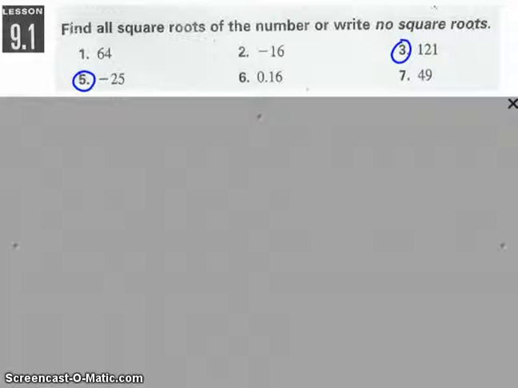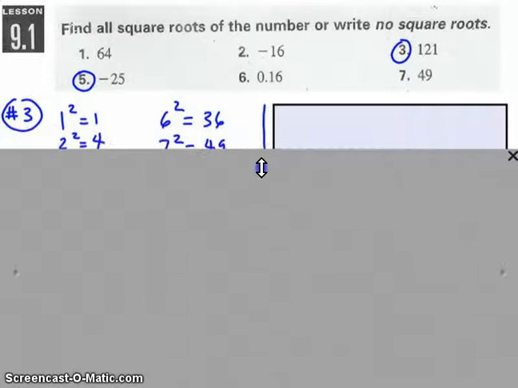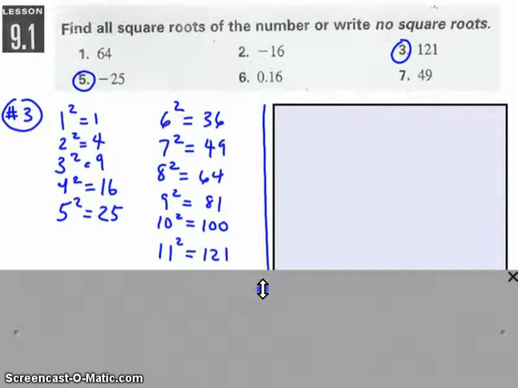So let's start right here with Lesson 9.1, and as you can see, I'm going to do two of them. I'm going to do number 3, and then number 5. Let's start with number 3 here. The first thing I suggested to everybody was that you make for yourself a list, or better yet, memorize 1 squared all the way through 10 squared, but this is a challenging problem here. This goes beyond what you've memorized.